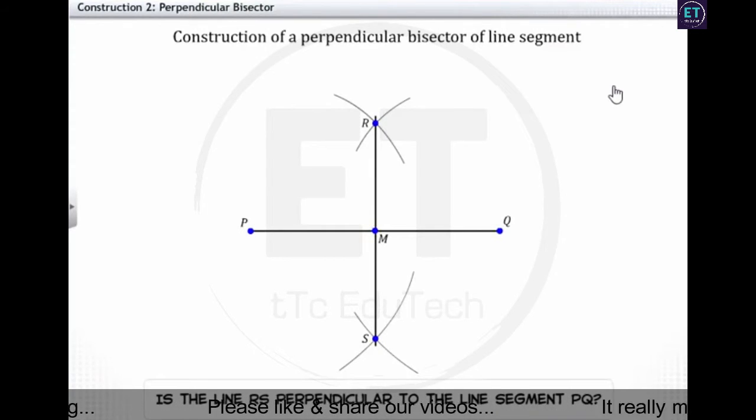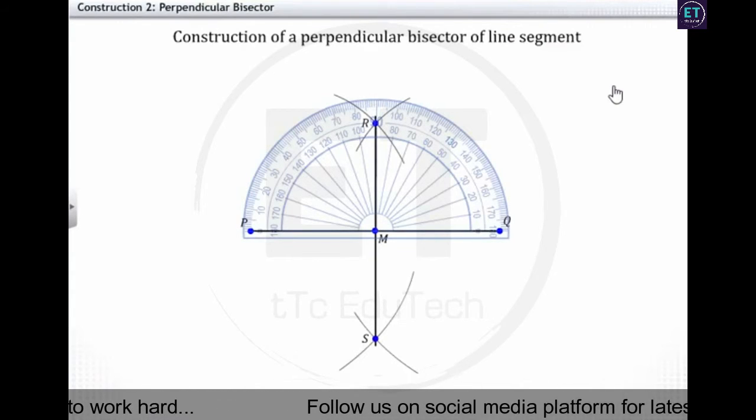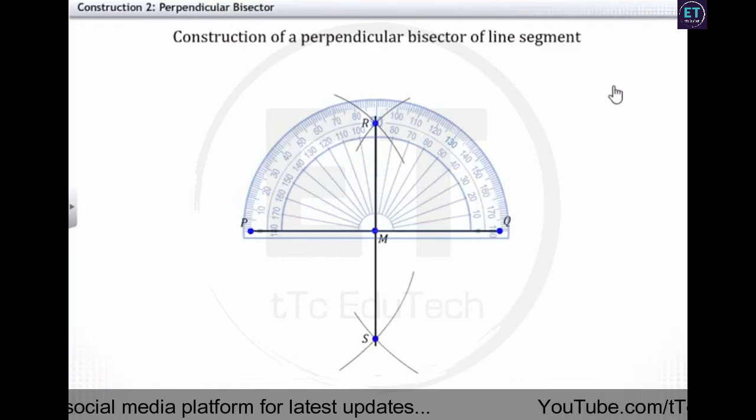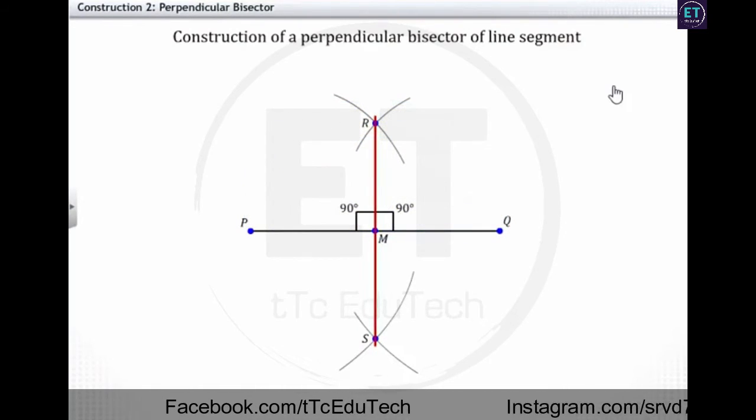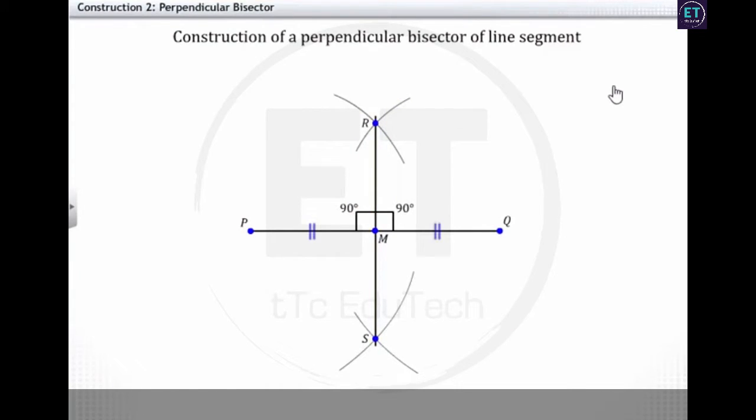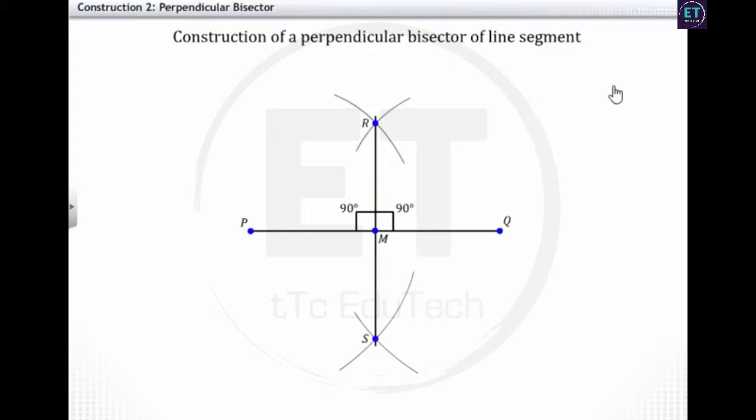Is the line RS perpendicular to the line segment PQ? Let's measure the angle formed at the point M. The measure of the angle is 90 degrees. The line RS is perpendicular to the line segment PQ. It also divides the line segment PQ into two equal halves and forms a right angle at point M. The line RS is indeed a perpendicular bisector of the line segment PQ.